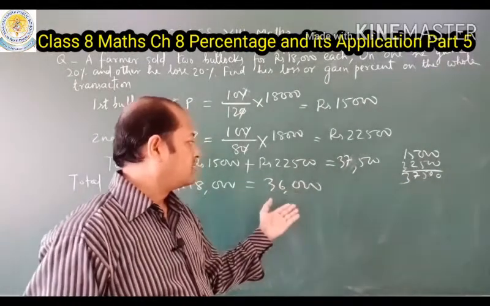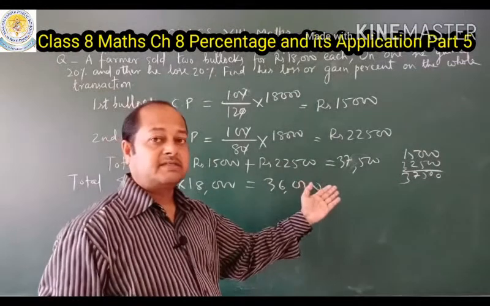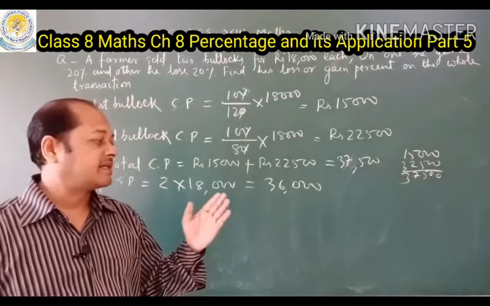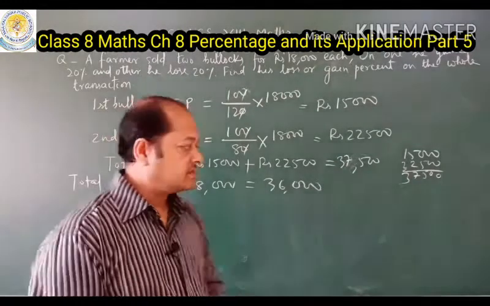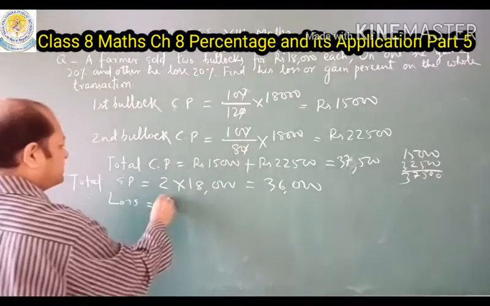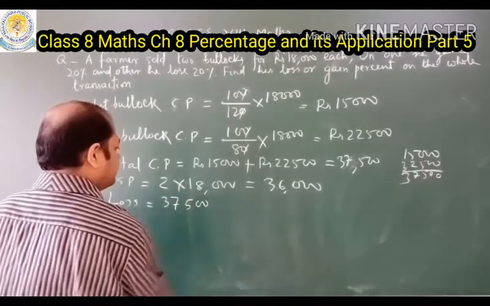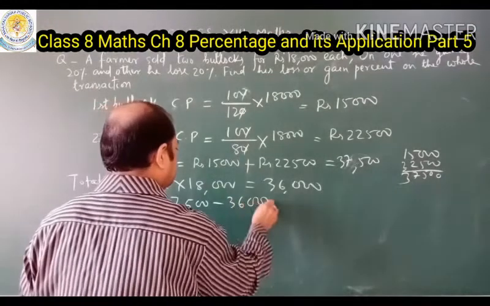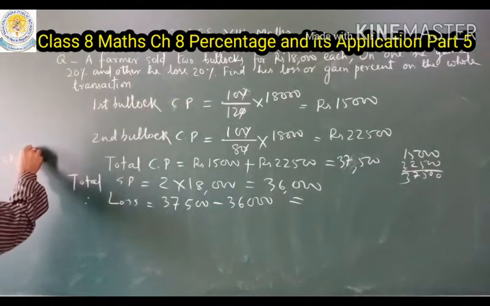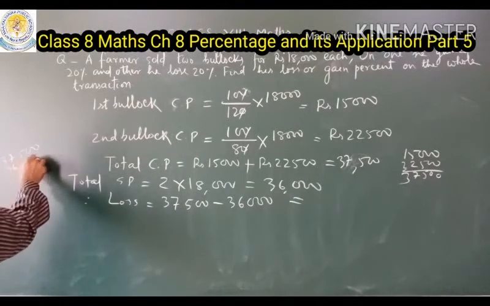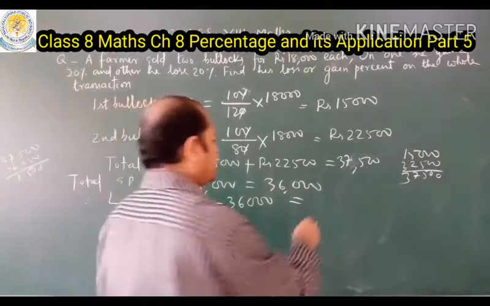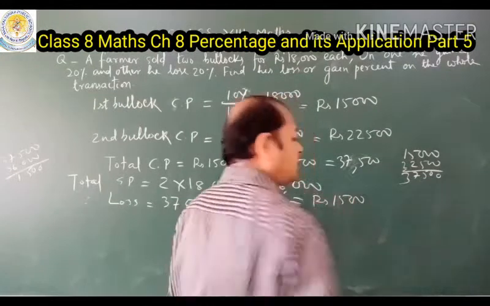So which is more? The cost price is more. That means it is a clear case of loss. Whenever the cost price is greater than the selling price, it is a case of loss. So how much loss? Let's calculate. Therefore loss equal to 37,500 minus 36,000. It is equal to 1500. So 1500 is the loss amount.